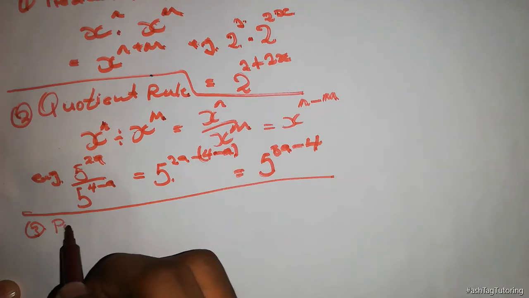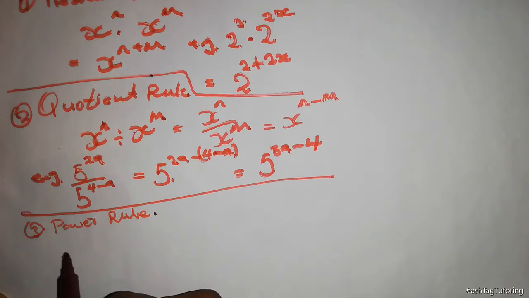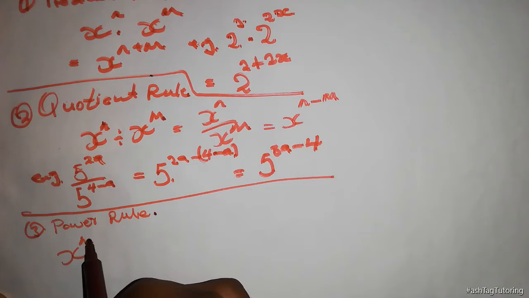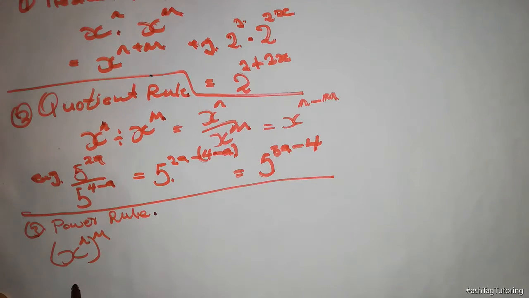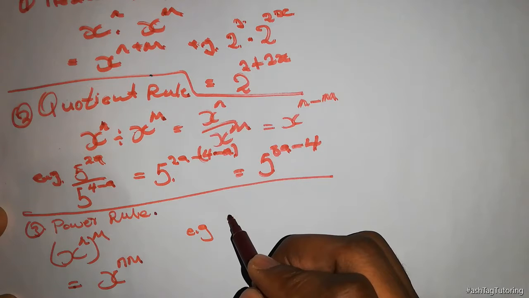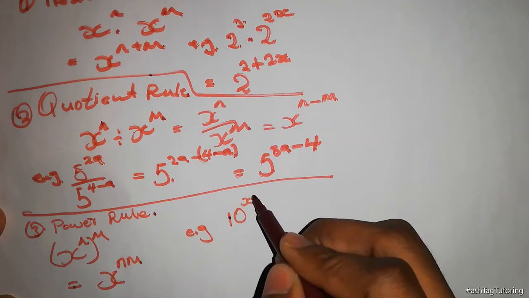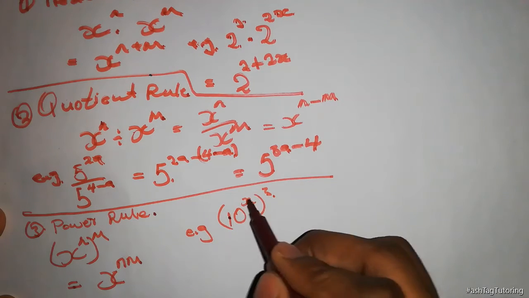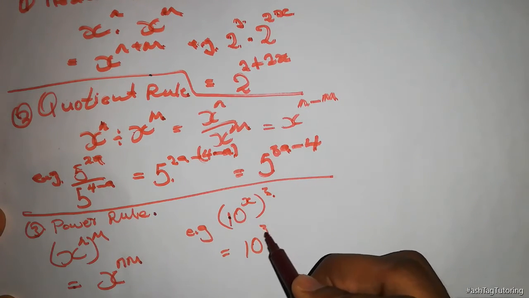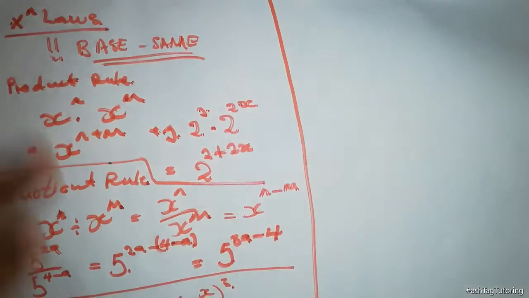Okay. Number 3, we have the power rule. With the power rule, when you have an exponent in a bracket, whatever is outside the bracket has to multiply with everything that's inside the bracket. For example, if you have 10 to the exponent of x, all to the exponent of 3, the 3 has to multiply x because it multiplies everything within.